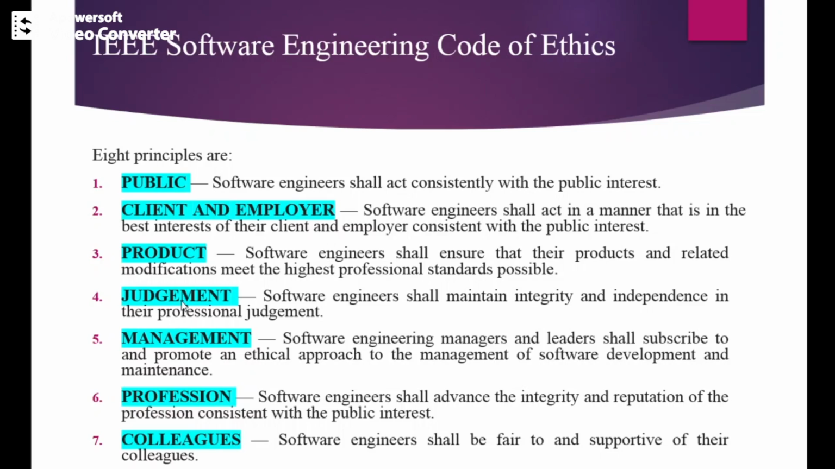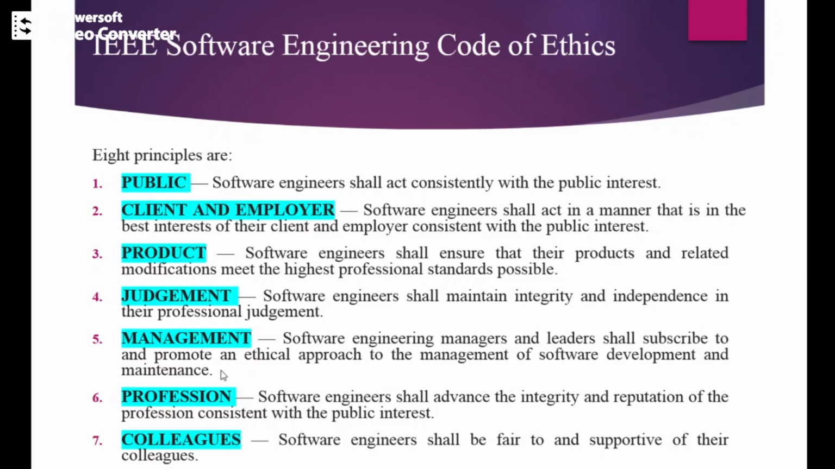Okay. Fourth one is judgment. Judgment happens in the case of discussions. So, software engineers shall maintain integrity and independence in their professional judgment. Whatever they say, they should keep in mind what they have said, and they have to follow that only. They should not change it.